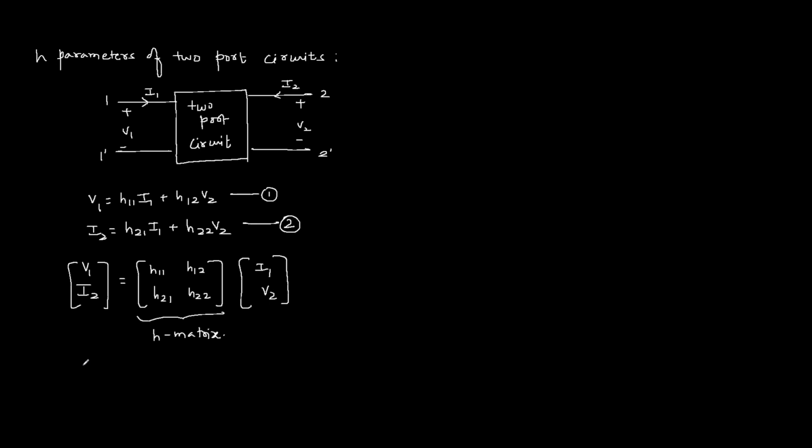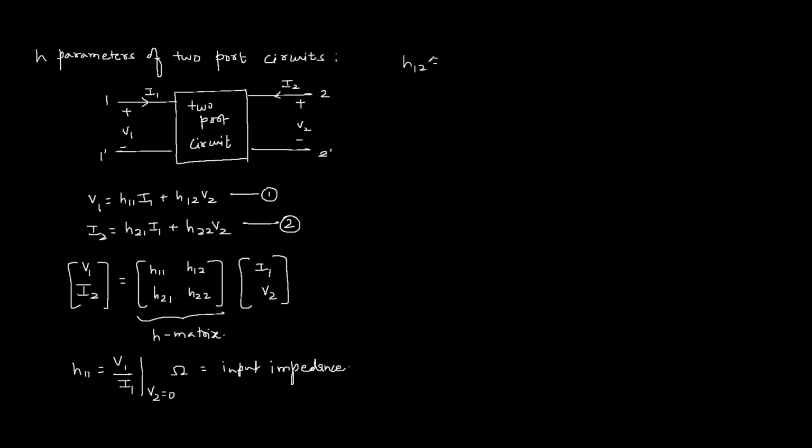Now, H11 is the ratio of V1 to I1 when V2 is 0. H11 is the ratio of voltage to current, so its unit is ohm, and it is the input impedance, because it is the ratio of voltage to current of input port, or port 1, when port 2 is short circuited.